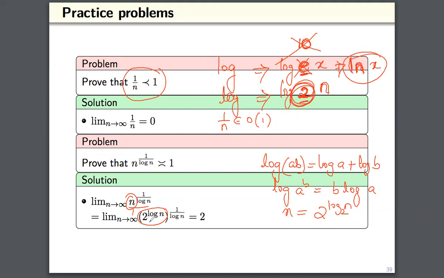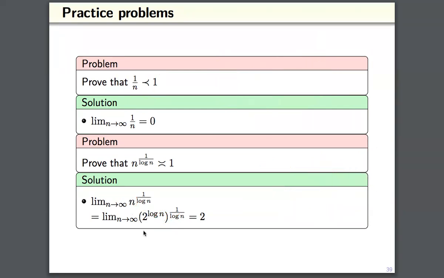So this is 2 power log n base 2, whole power 1 by log n. This cancels out. Right?